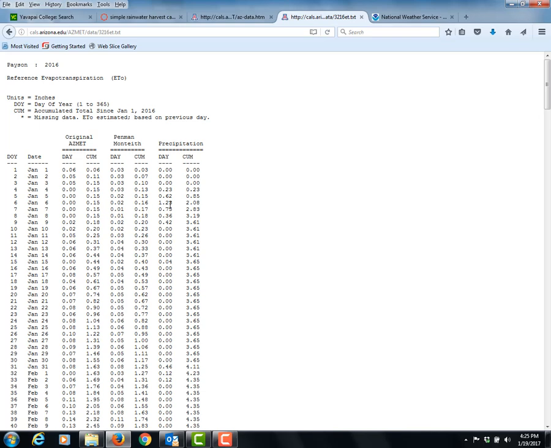So on this January 6th, 1.23 inches of rain fell at the Payson location. All right? And so the benefit to this is instead of tabulating, the precipitation accumulates.